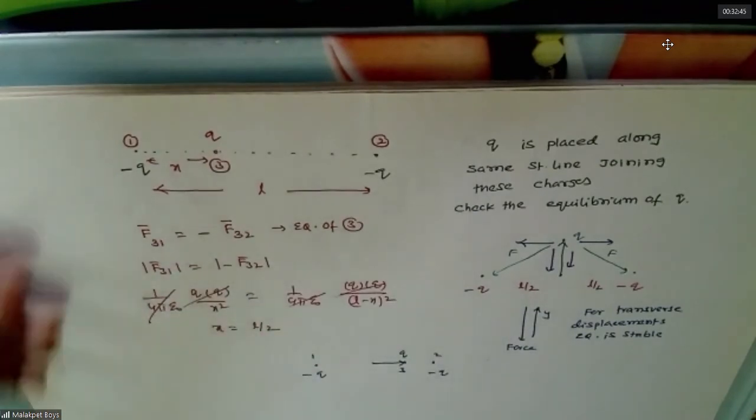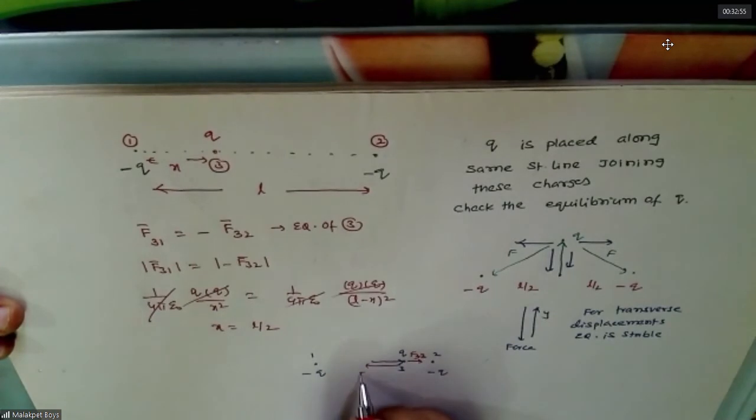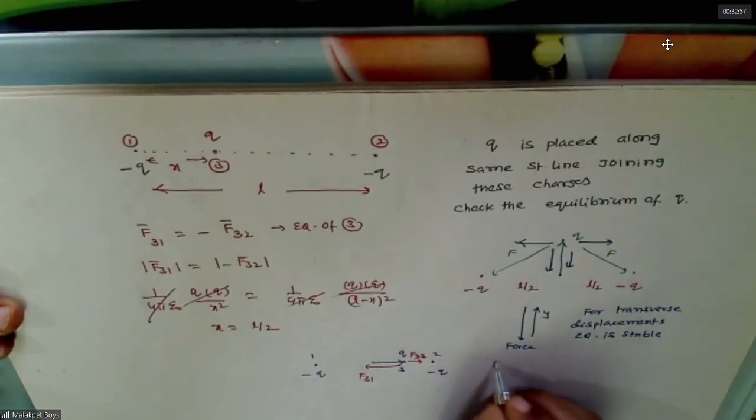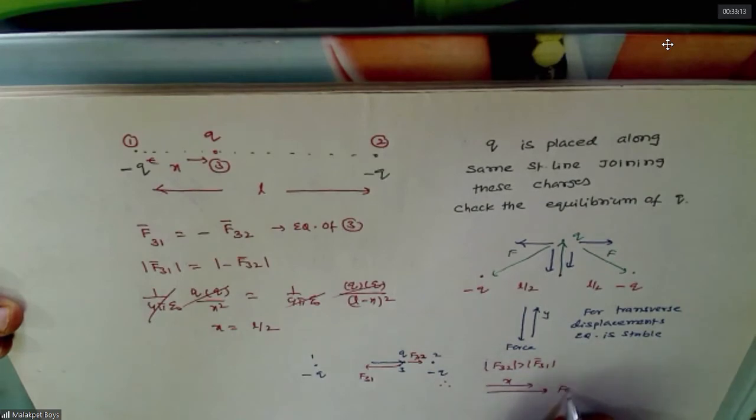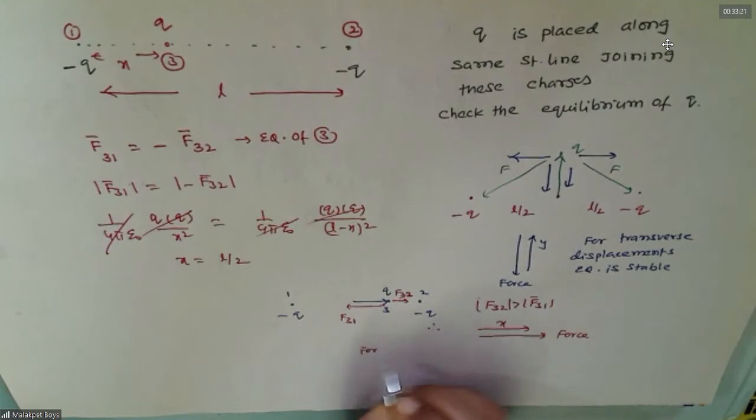Now you have the force on this. This is the force on 3 due to 1. Which is dominating? 3 due to 2, because that is nearer, no? Yes, sir. Therefore, displacement is this side, force is also this side. So for longitudinal displacement, what is the nature of the equilibrium? Unstable equilibrium.